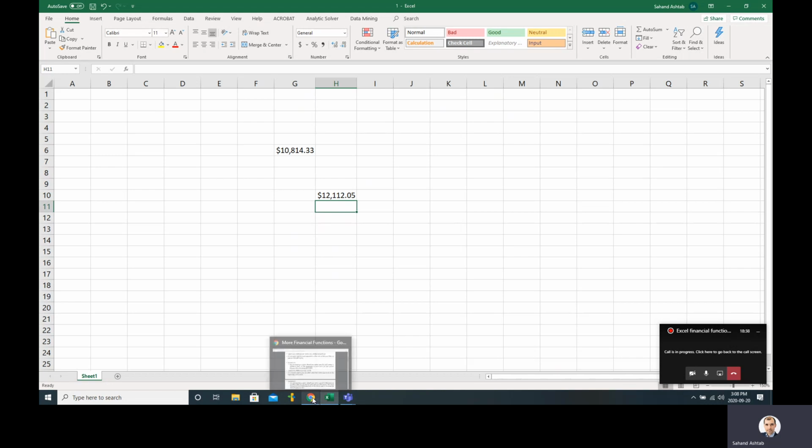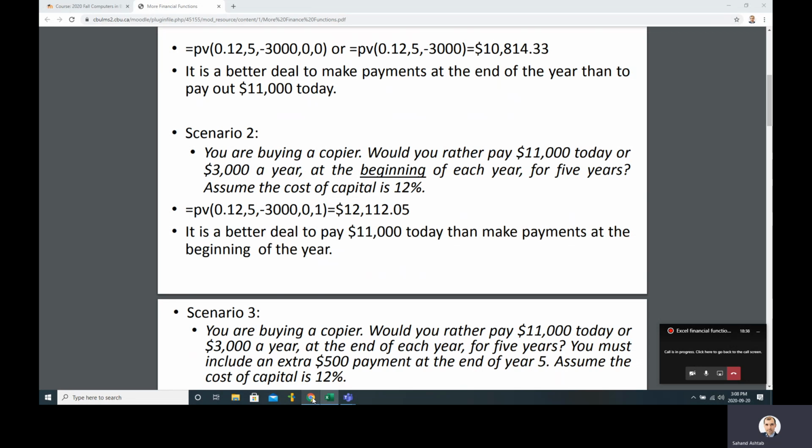$12,112.05. So what that means to us, now the question is, would you like to pay $11,000 today to obtain that copier, or would you like to pay $12,112.05 today to get that copier? And the answer would be, if I have that cash, I would pay $11,000 today rather than making 5 payments at the end of each year, and each payment being $3,000 at 12%.